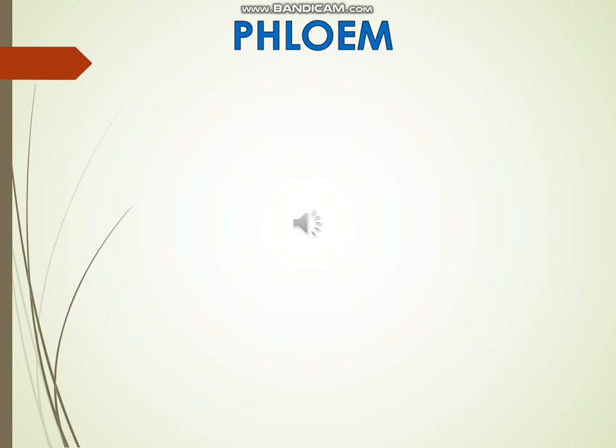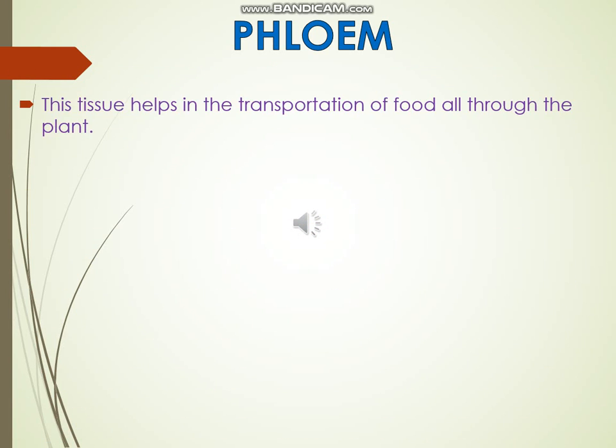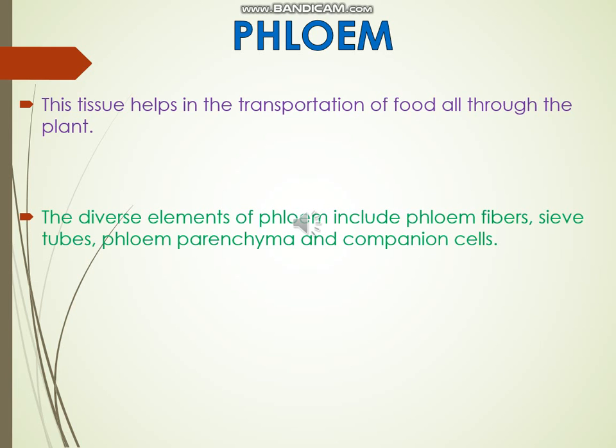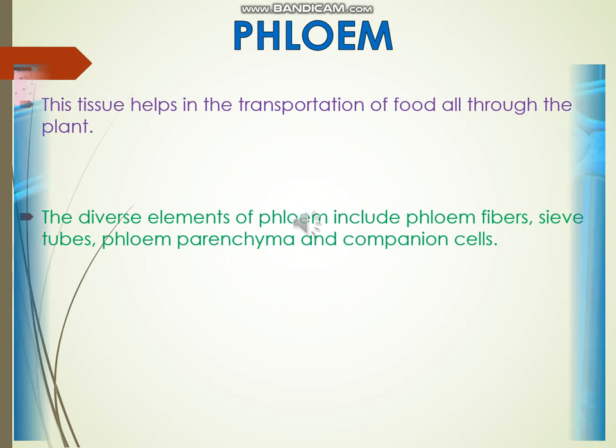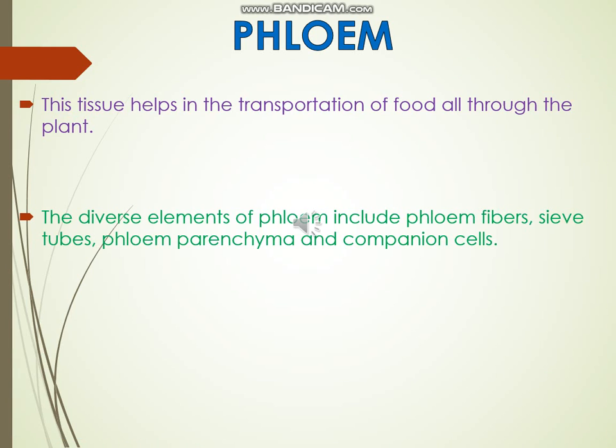Phloem. This tissue helps in the transportation of food all through the plants. The diverse elements of phloem include phloem fibers, sieve tubes, phloem parenchyma, and companion cells.